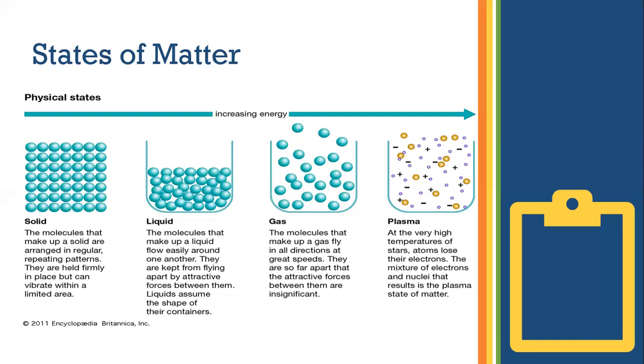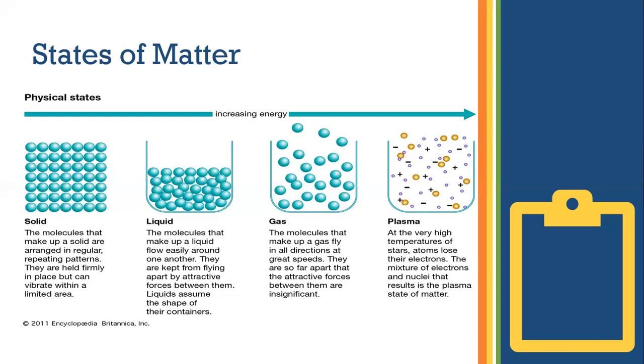Now, we're just mentioning plasma so you can be aware of what it is. Plasma: at the very high temperatures of stars, atoms lose their electrons. The mixture of electrons and nuclei that results is the plasma state of matter. So we're talking about charged particles when we talk about plasma, but we won't be going deep into that. The focus is on solid, liquid, and gas at this stage.